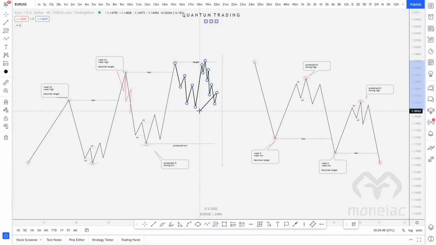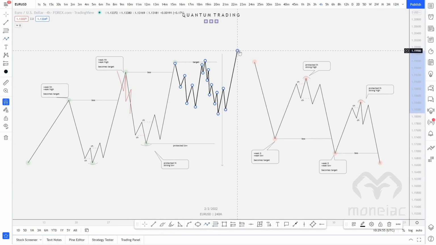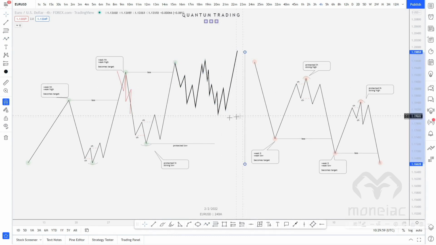So then we can expect possibly this low to get run, and if it does, and we break structure and get that breaker structure, I'll just move this across to make it easier, we'll then have this breaker structure to the topside. This will then give us our new protected higher low within the market, which is this point right here.